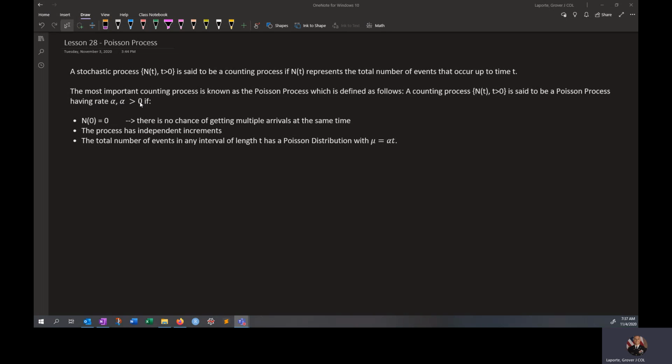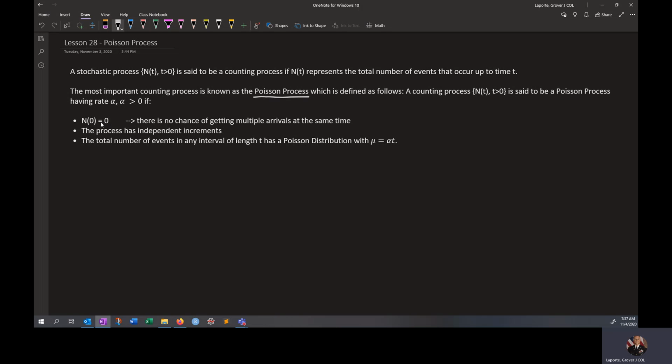The most important counting process is known as the Poisson process, and that's why I'm underlining it here, and that's the one that we're talking about today, which is defined as follows. Basically, this N of t greater than 0 has a rate of alpha, and we'll talk about alpha in a second when we get to an example, with alpha greater than 0. So it's a Poisson process if these things are true.